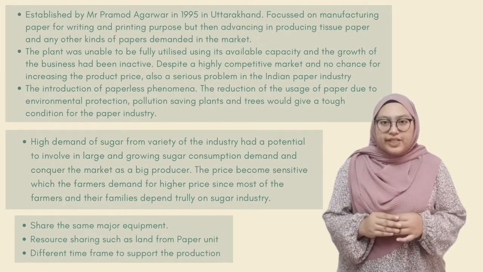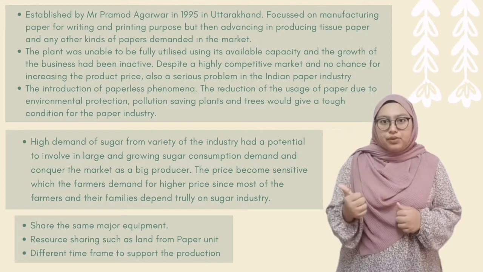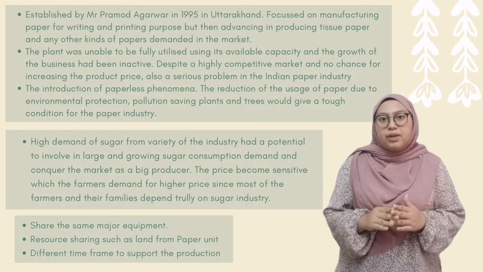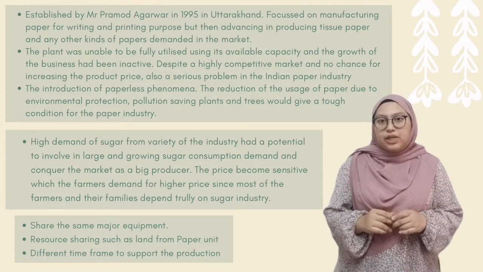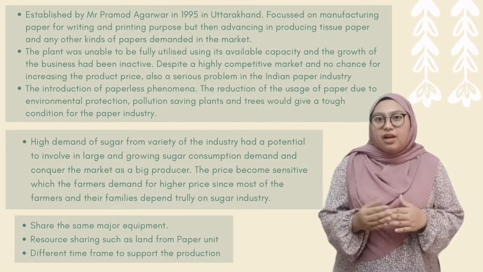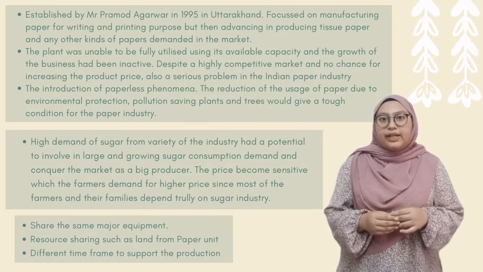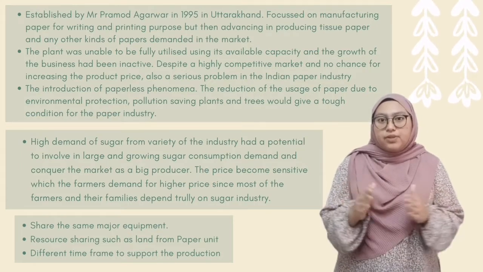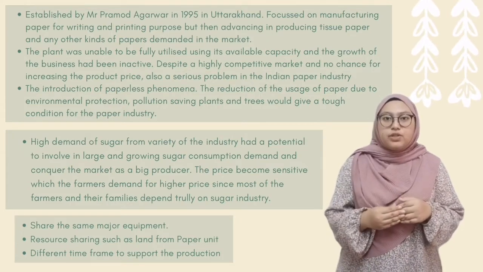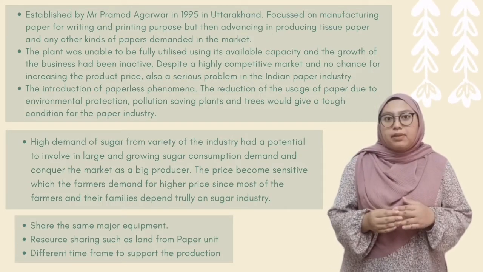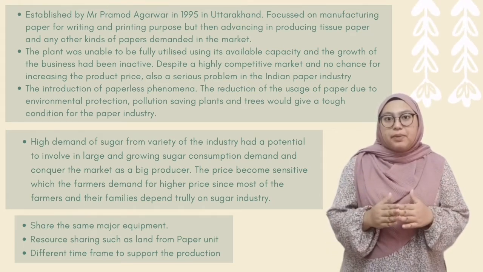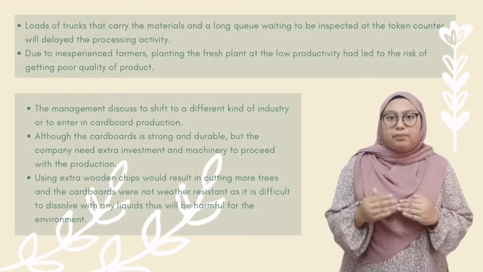Mr. Gupta has considered collaboration for resource sharing between paper units and also sugar units for the sake of reducing the cost of production. Most of the major equipment such as boilers, including storage and receiving area, can be shared between two units. Resource sharing such as land from paper mills can be used for cane crushing activity. The different time frames for the two industries make it possible to do the production despite preserving the quality of each product produced.